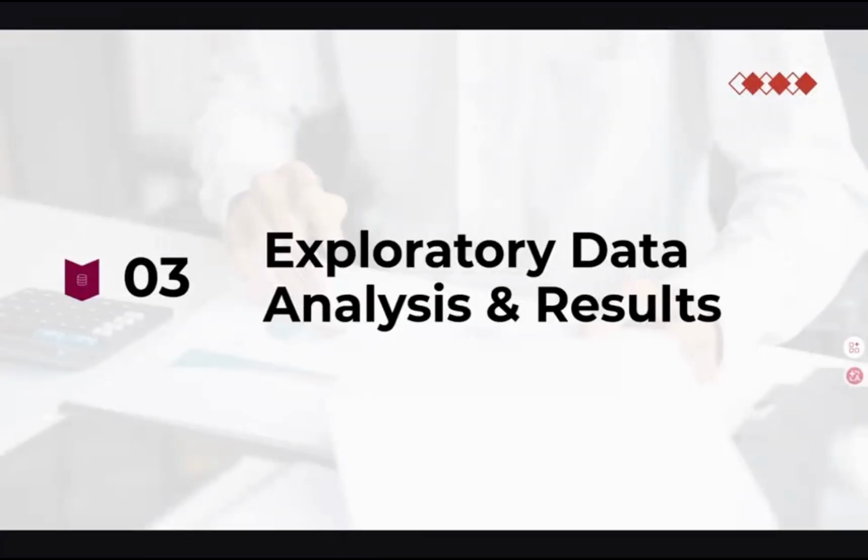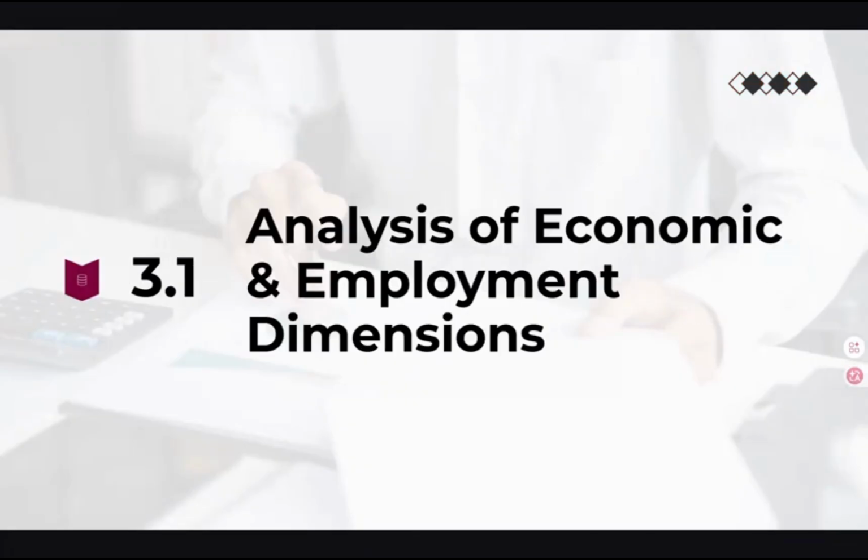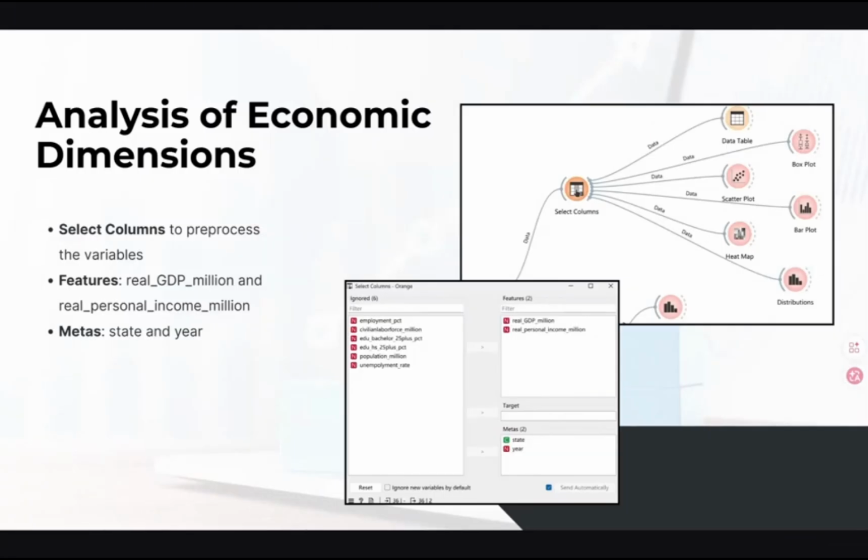In the part of the exploratory data analysis and results, first, we will do the analysis of economic and employment dimensions. From the perspective of economic dimensions, to understand and evaluate the macroeconomic performance of California, Texas, Florida, and New York, we utilized Orange to visualize data across different dimensions. This allows us to conduct a comparative analysis and review the evolutionary trends of GDP and personal income. In the data pre-processing workflow, we use select columns to pre-process the variables, and real GDP median and real personal income median were selected as features, while state and year were assigned as meta-attributes, which is better for the grouping in visualization.